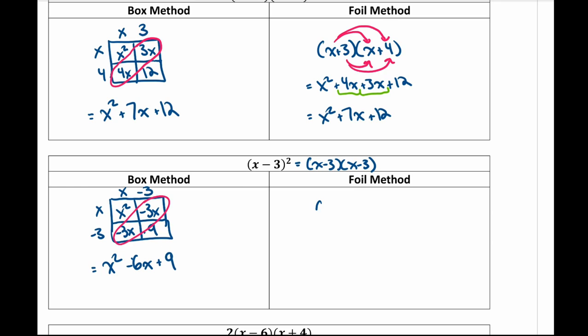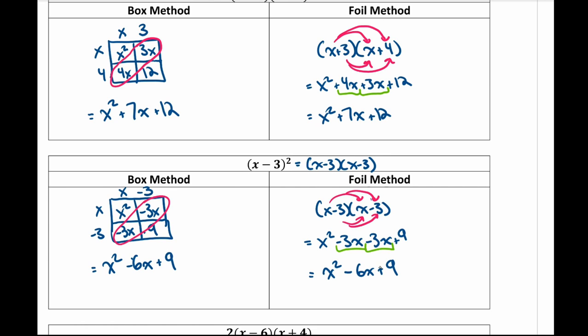If we want to do the FOIL method, again, I'm going to write my two brackets. I'm going to show the arrows just so I can double check to make sure that I'm multiplying everything correctly. X times x is x squared. X times negative 3 is negative 3x. Negative 3 times x is negative 3x, and negative 3 times negative 3 is plus 9. Two like terms in the middle. I get x squared minus 6x plus 9.